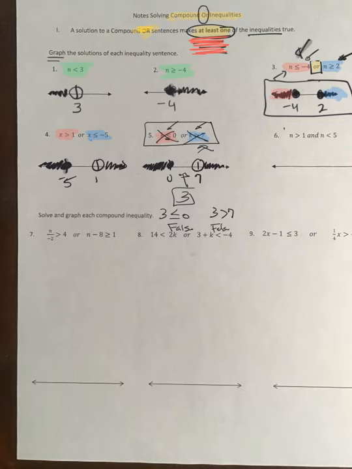So all of these numbers that are in between that are not shaded, they don't work for any of them, and that's the reason why they're not shaded. We're looking for numbers that will work for at least one of them. So these are all the numbers that will work for one of them. All the numbers less than 0.